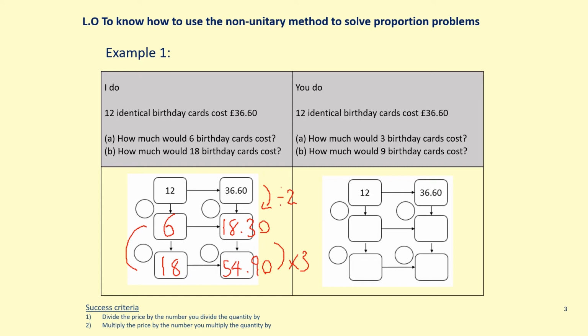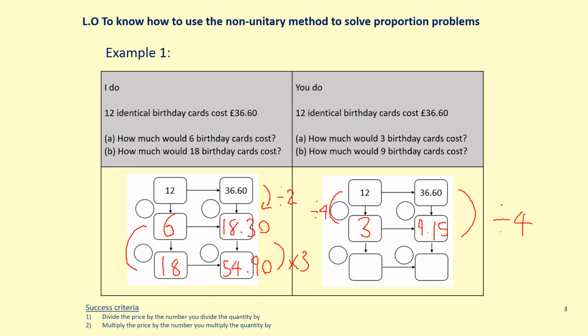Okay, so hopefully you've paused that, you've worked through the you do, you've copied down the I do. Let's go through it together now. So again, 12 birthday cards cost £36.60, and this time it's asking how much would 3 birthday cards cost. So 3 is 12 divided by 4, or a quarter of 12. So because 3 is 12 divided by 4, we're also going to divide the price by 4. So £36.60 divided by 4, that's going to give me £9.15.